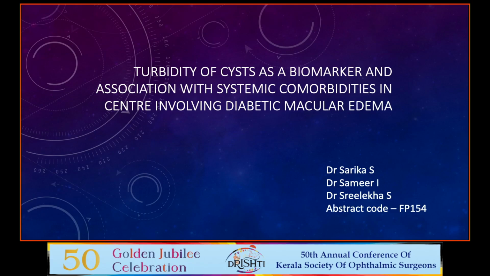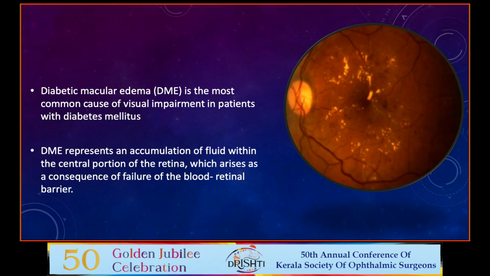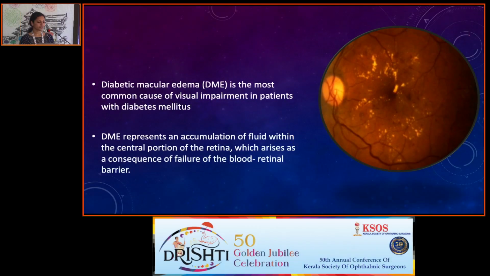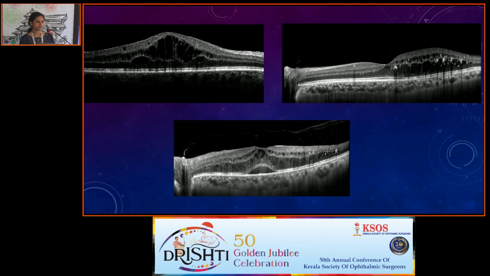Good morning. My paper is on turbidity of cyst as a biomarker and association with systemic comorbidities in center involving diabetic macular edema. Diabetic macular edema is the most common cause of visual impairment in patients with diabetes mellitus, and it represents an accumulation of fluid within the central portion of the retina, which arises as a consequence of failure of the blood-retinal barrier. These are the OCT patterns of diabetic macular edema.